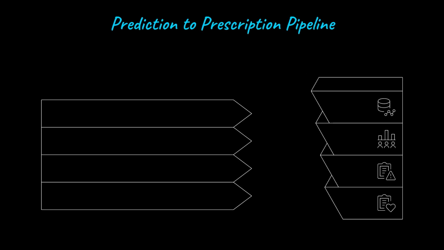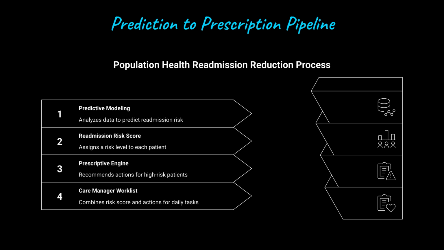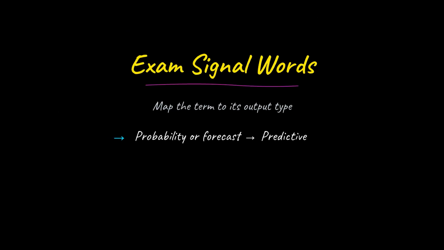In practice, these two layers are chained together. The predictive model scores every discharged patient, and patients above a risk threshold are passed to the prescriptive engine. The prescriptive layer weighs available interventions, their expected effectiveness, and operational constraints like cost and capacity, then surfaces a ranked action recommendation. The exam nuance is recognizing the pairing pattern.